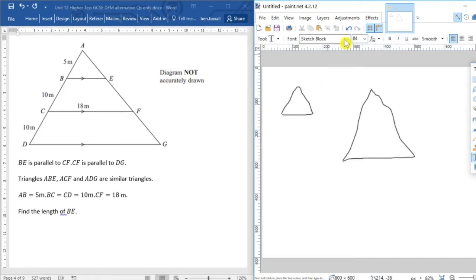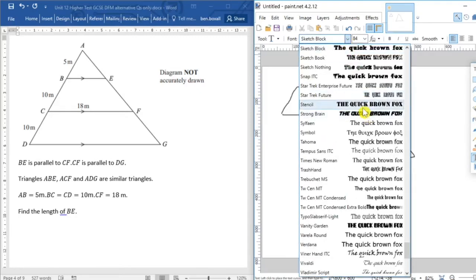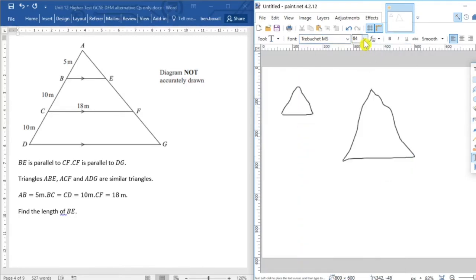So, yeah. A, B, E. So that's the small triangle. A, C. Wish I used a straight line drawer, but never mind. It's too late for that now. So this is 5. And A to C is 5 plus 10, that's 15. Okay, and this length here is 18.